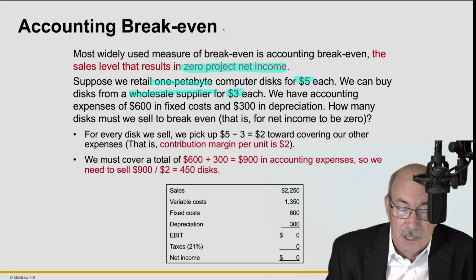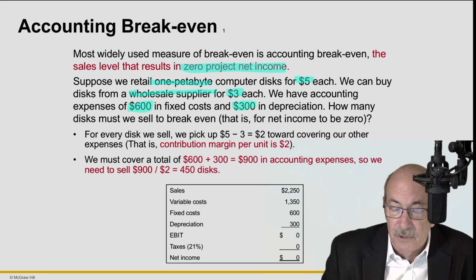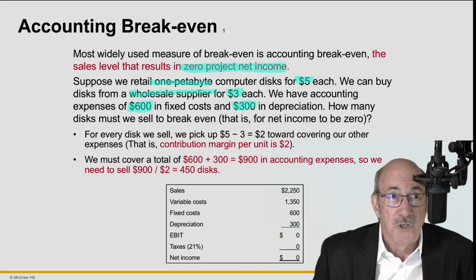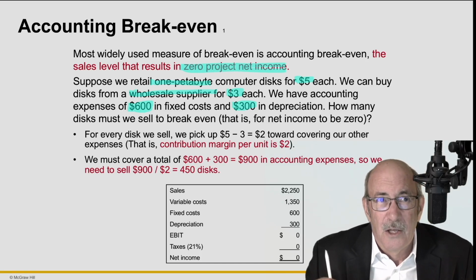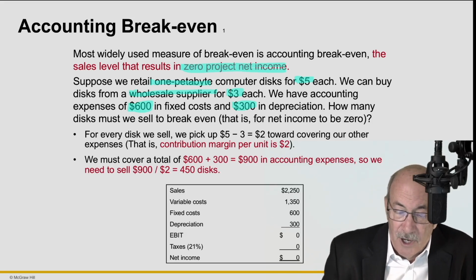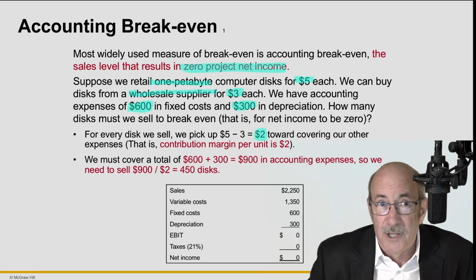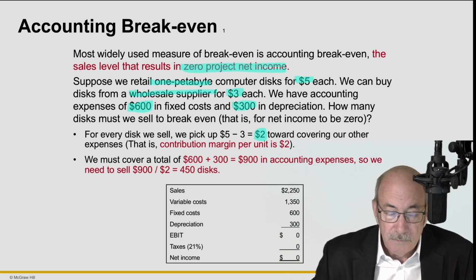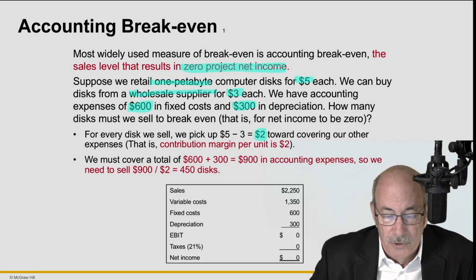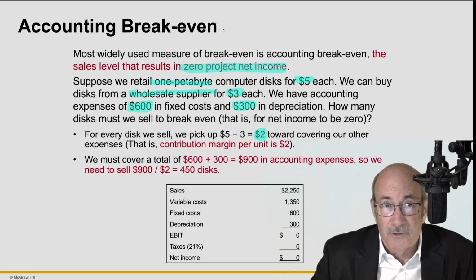We have accounting expenses of $600 in fixed costs and $300 of depreciation. How many disks do we have to sell in order to break even? Now, remember, that's not our goal, but we do want to know what's the minimum, where do we start making a profit? Well, first off, we look at what we're contributing towards covering those fixed costs and that depreciation expense. For every disk we sell, we contribute $2 to covering that $900 of fixed costs and depreciation.